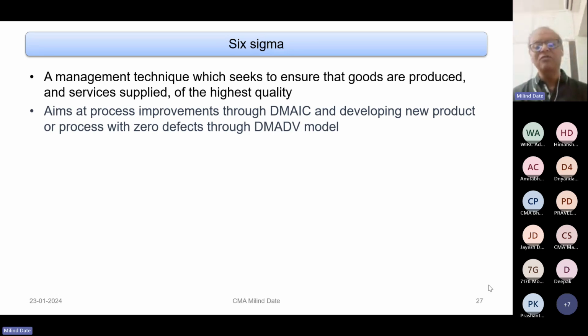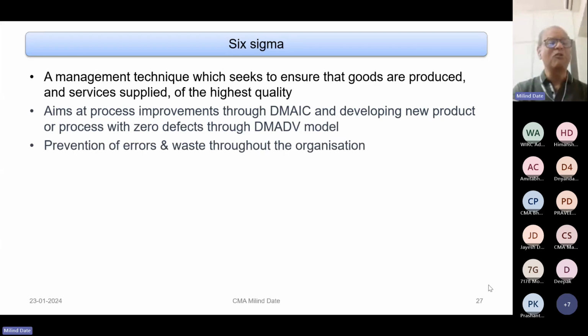DMADV. D again stands for defining the new product, new process. M stands for measuring it. A for analyzing it. D second is for designing the product, and then verify whether it conforms to the defined standards or not. Basic aim, of course, is preventing errors, preventing wastage throughout the organization.